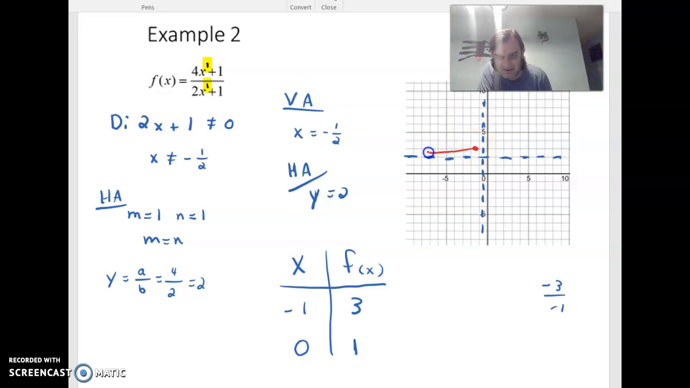So I'm going to let my graph hug that horizontal and vertical asymptote on the top. And the 0 that I plug in gives me 1, which is below that horizontal asymptote. So I'm going to let my graph hug both these asymptotes from the bottom.